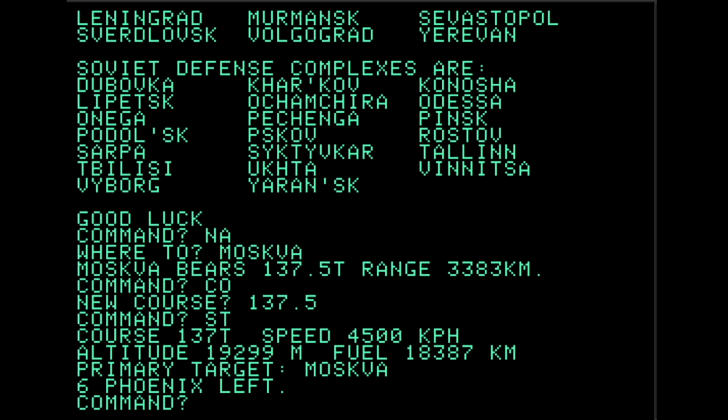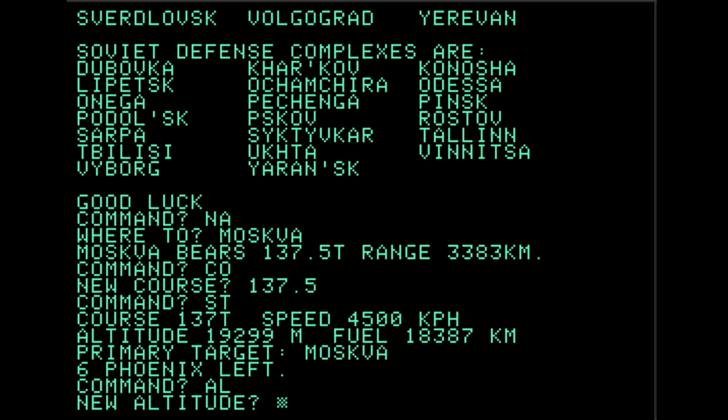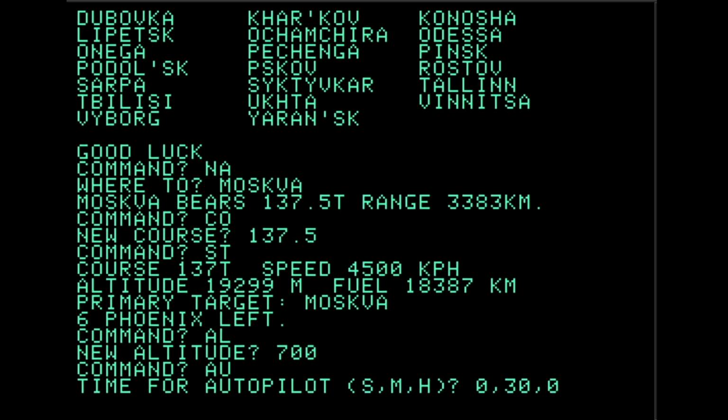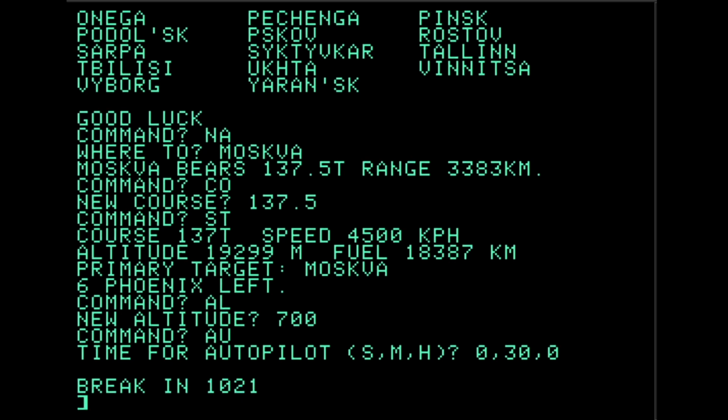Moscow is less than an hour away if we're going 4,500 kilometers per hour. Our altitude, we are way too high. Let's go down to about 700. I think that feels good. Oh, and actually, I did exactly what I talked about. I forgot to write down the failsafe code, so I can't do this. So I have to start over.